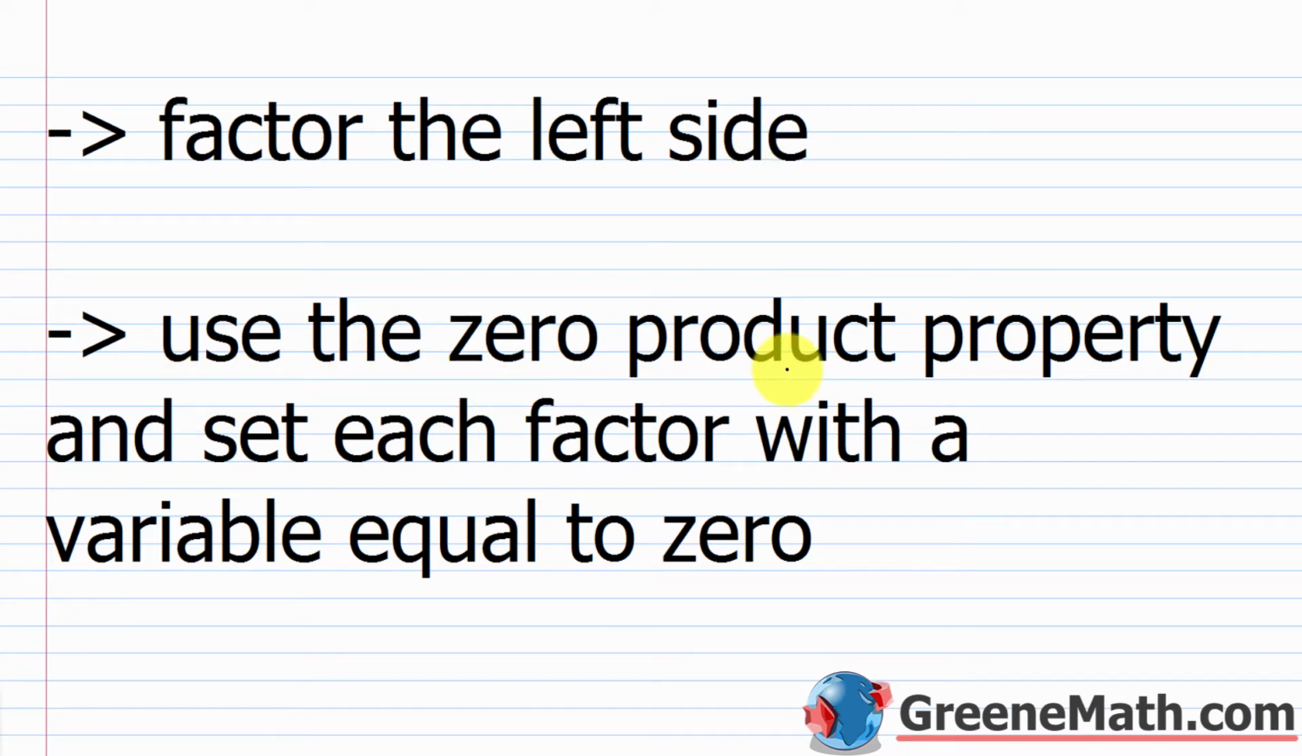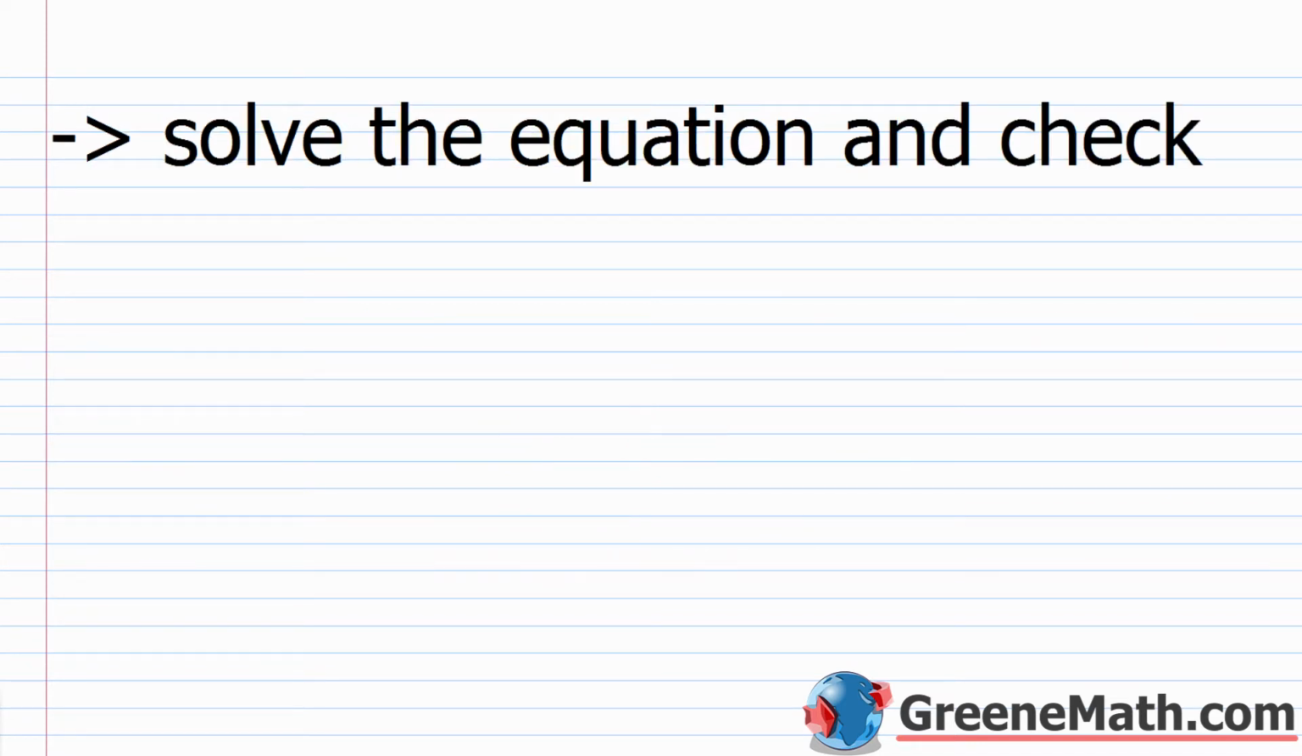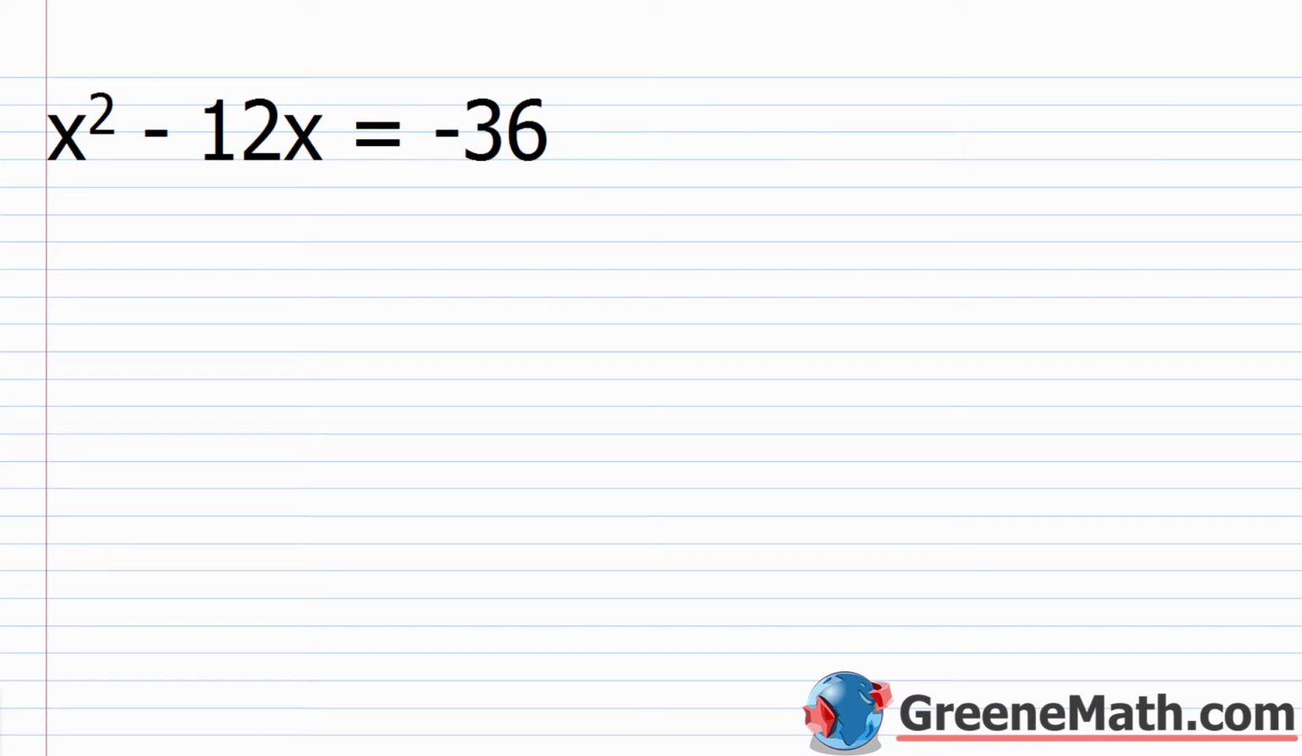Then we're going to use the zero product property and set each factor with a variable equal to 0. And the reason we say with a variable is that sometimes you can pull something else out before you start factoring, and you don't need to set that equal to 0 because that would be irrelevant. All right, the last thing is obvious. You just want to solve the equation and check. All right, so let's get started with the first example.